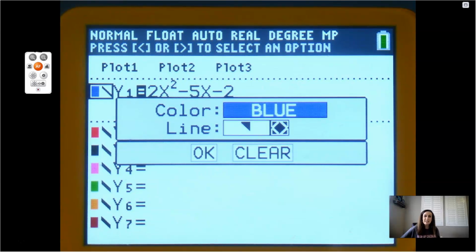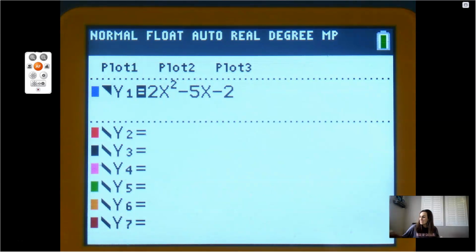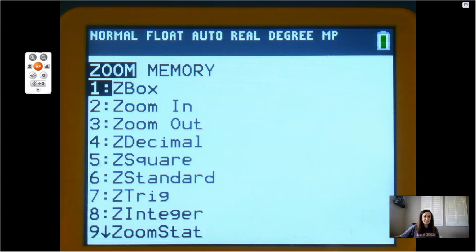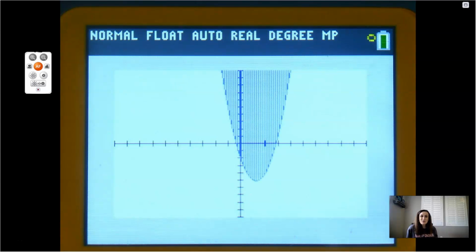So y is greater than, and then you have that quadratic equation. Now the greater than is the triangle in the upper box. If you want a less than, you would pick this triangle. So there's a less than, here's a greater than. Then you'll click OK, and it's going to zoom 6, gives us a nice standard window. It's going to graph that parabola for us, and it's going to shade. So you can see that we're looking for all those x values in between the zeros.